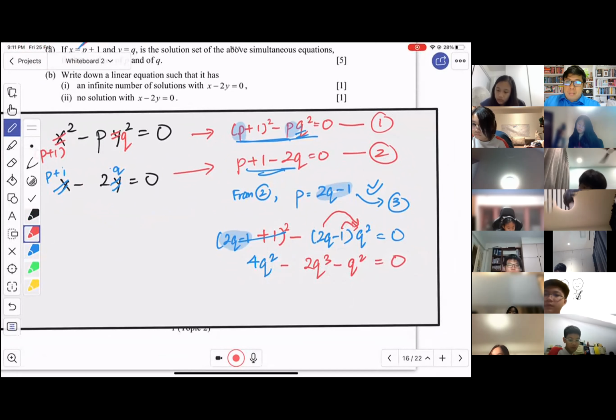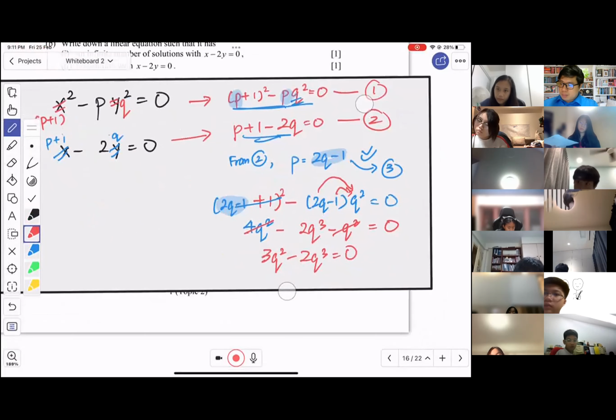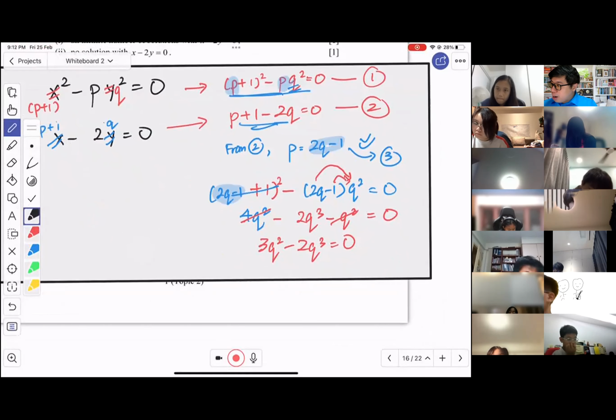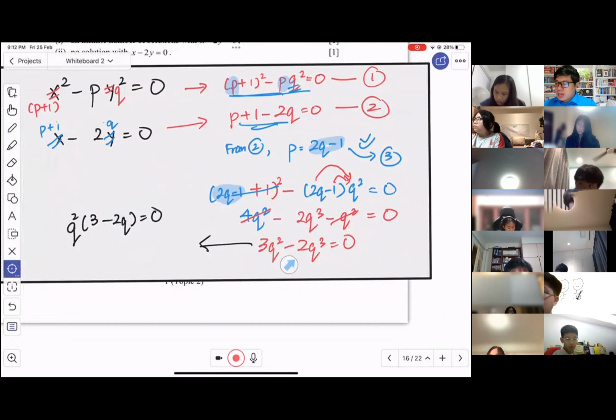So far, okay? Then cancel. This gives me 3q squared minus 2q cubed equals 0. I know there's a cube there. Don't worry, we steady. Now from here, I open up. This is q squared multiplied by 3 minus 2q equals 0. I factorize out a q squared. Notice that I factorize out a q squared.